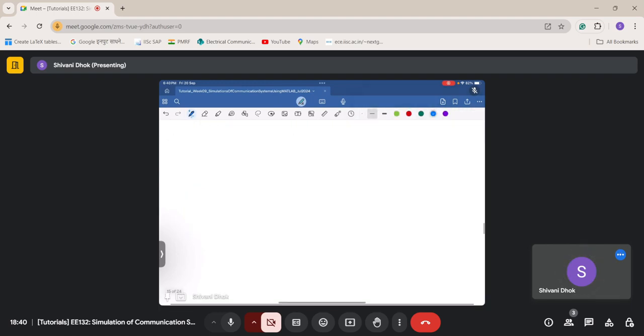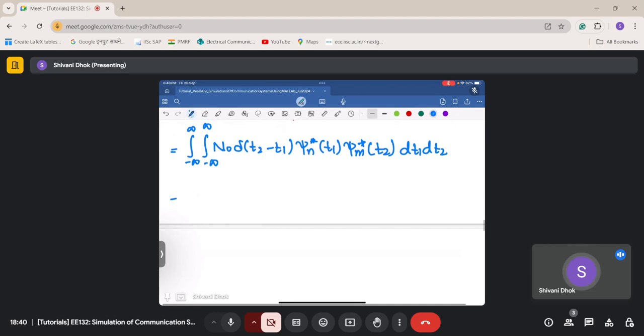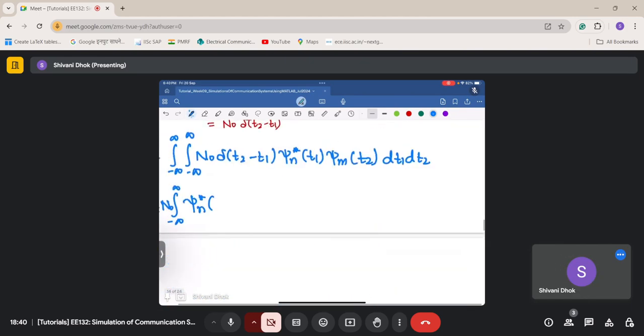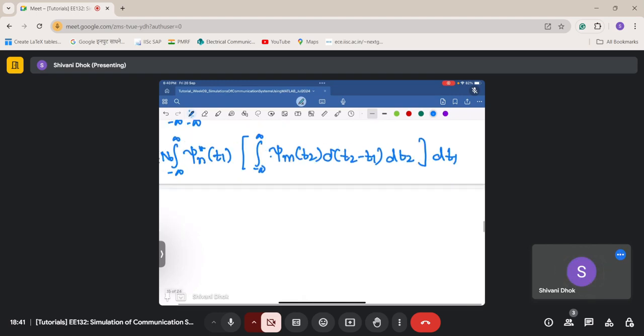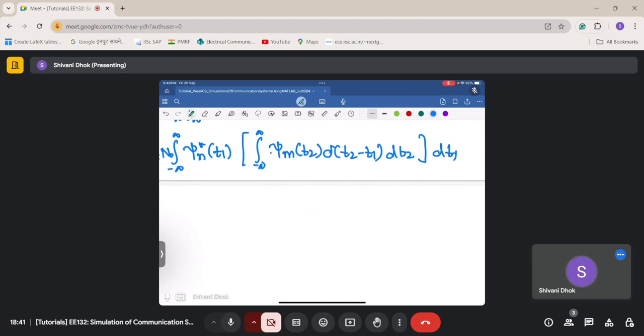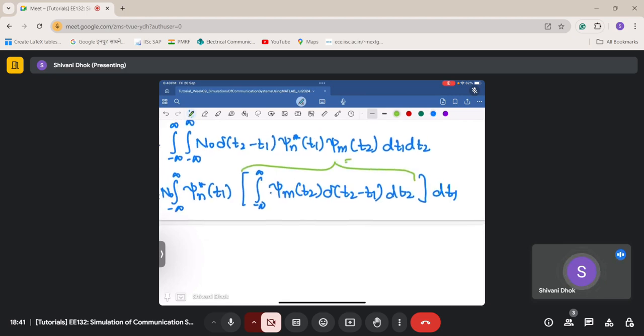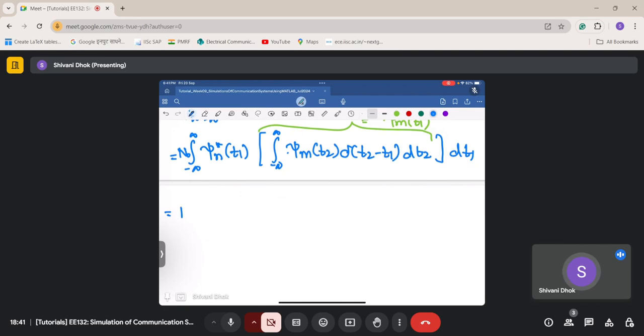So let us take out everything that is a function of t1 outside. So what we get is the integral from minus infinity to infinity, N0 is constant, then psi n conjugate (t1), then the integral from minus infinity to infinity of psi m (t2) times delta(t2 minus t1) dt2 into dt1. And by the shifting property of impulses, this is equal to psi m(t1). So therefore, this reduces to N0 times the integral from minus infinity to infinity of psi n conjugate (t1) psi m(t1) dt1.